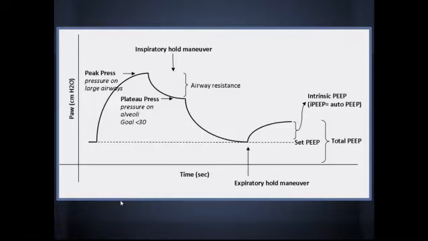But in your asthmatic, what are you going to see? Good, so it's going to be really high peak pressures and a normal plateau pressure. The plateau pressure is the pressure on the alveoli.